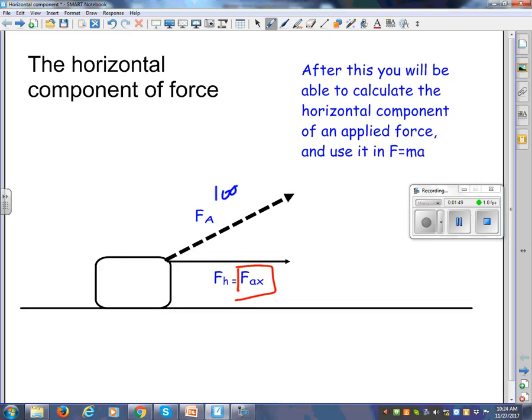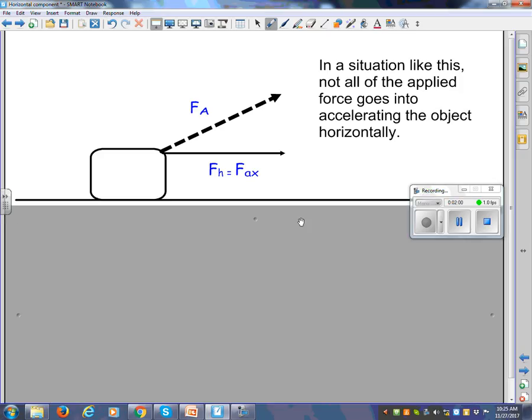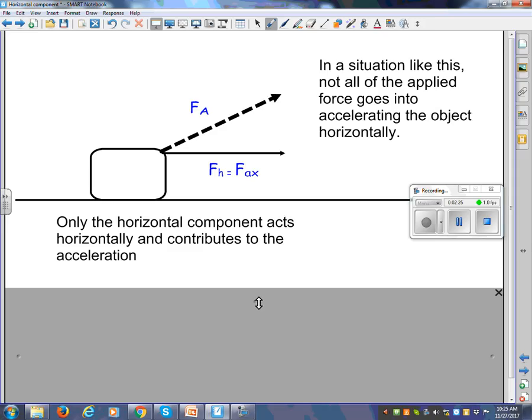So the idea of components is an important thing that's going to come up in grade 12 as well. So this is sort of your first introduction to that. Okay, so as we were saying, in a situation like this, not all of the applied force goes into accelerating the object horizontally because of that angle. And please don't draw the diagram again, you guys, just because it's on another slide. Not all of the applied force goes into accelerating the object horizontally. And in fact, do you even need to write any of that down? All you got to do is know it. Only the horizontal component acts horizontally and contributes to the acceleration.